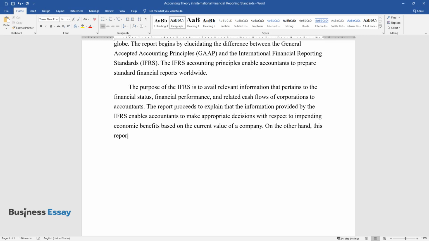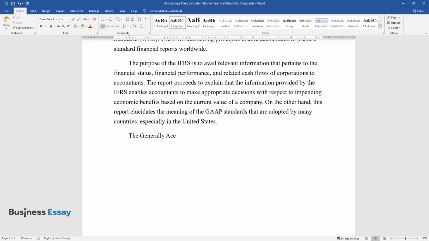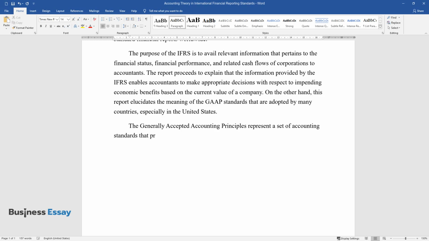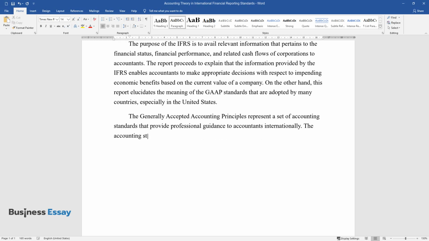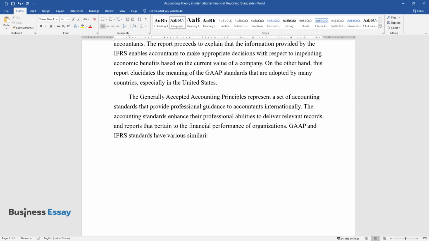On the other hand, this report elucidates the meaning of the GAAP standards that are adopted by many countries, especially in the United States. The generally accepted accounting principles represent a set of accounting standards that provide professional guidance to accountants internationally. The accounting standards enhance their professional abilities to deliver relevant records and reports that pertain to the financial performance of organizations. GAAP and IFRS standards have various similarities with respect to their functionalities.